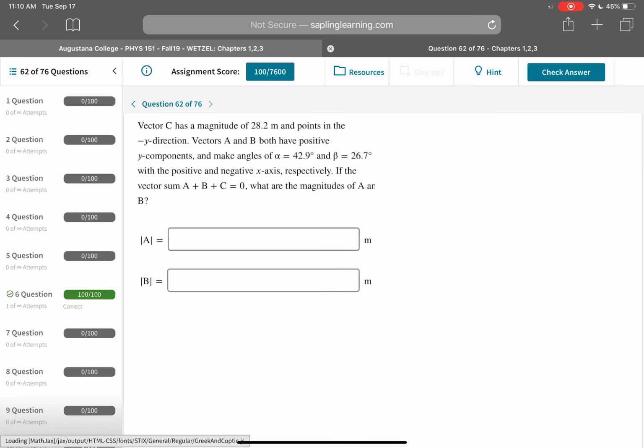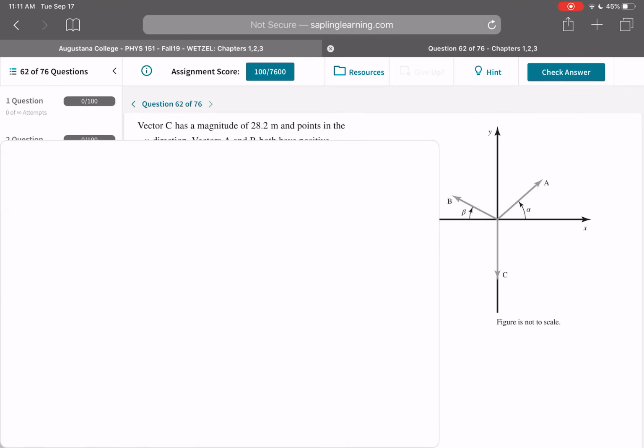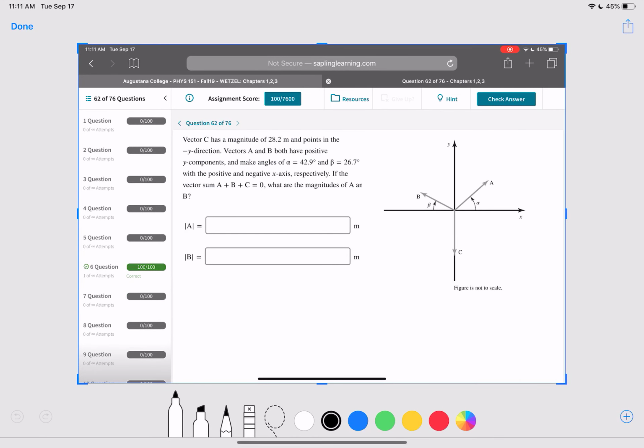Vector C has a magnitude of, okay, so we've done this one in class a bunch. So what we do with this one, we want to know what are the magnitudes of A and B, these two vectors, A and B. Okay, we know alpha, beta. So how we do this, we have to solve a system of equations. So AX, BX, then we have AY and BY. Those are the components.